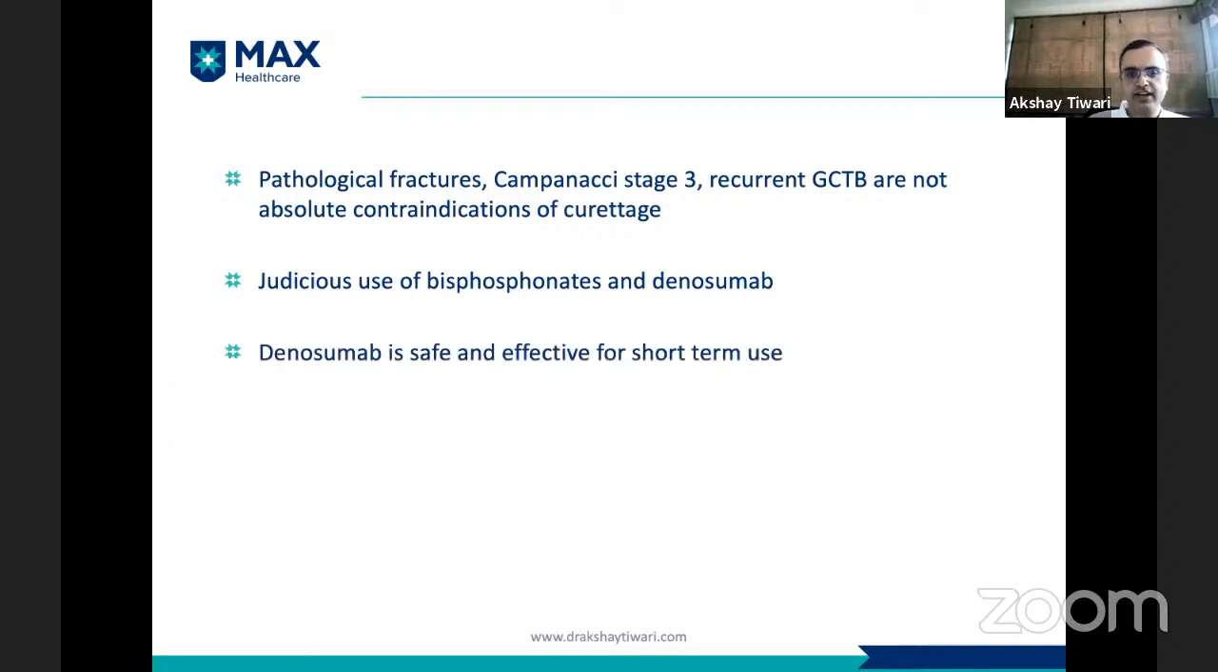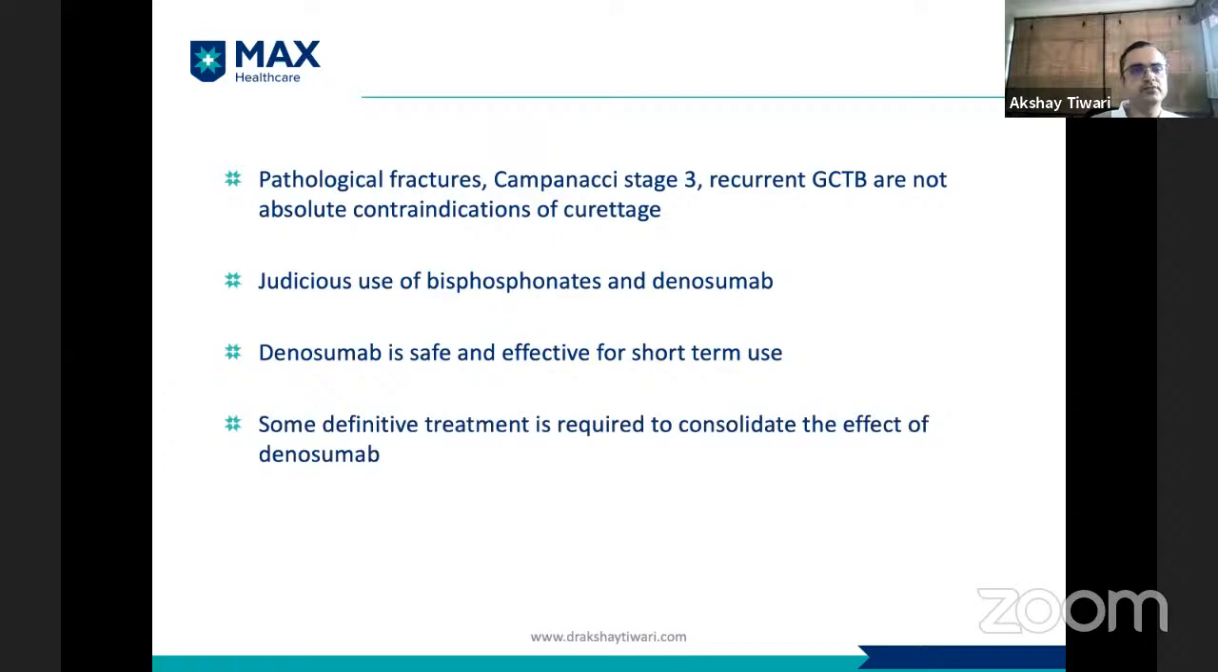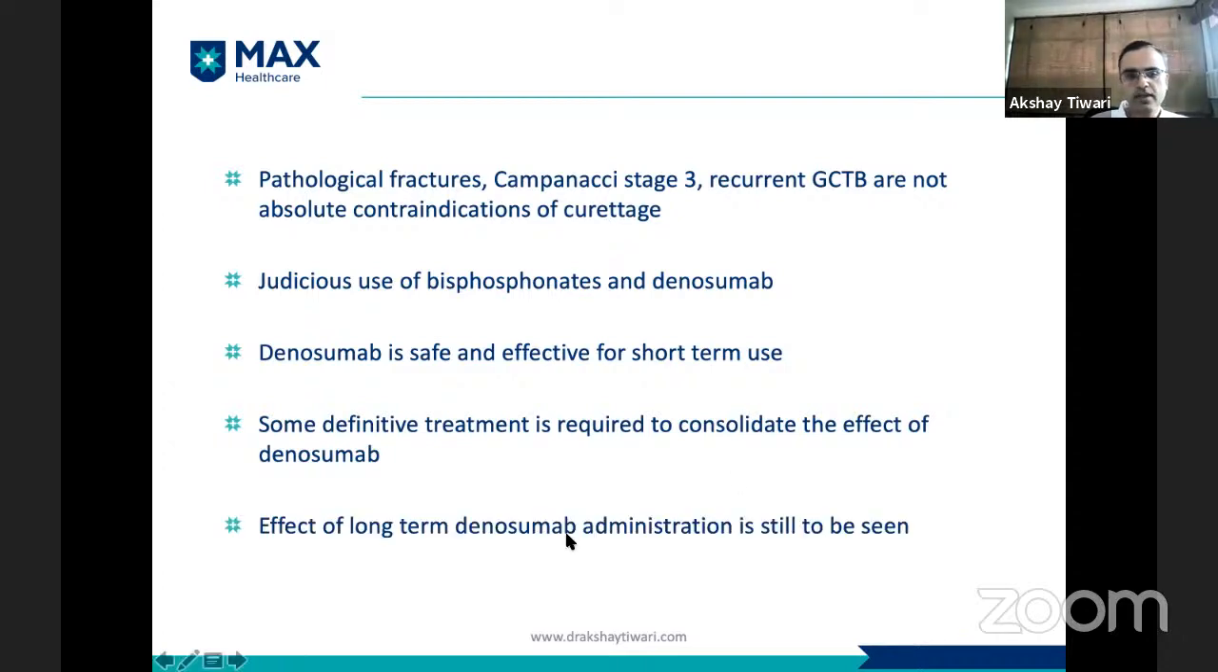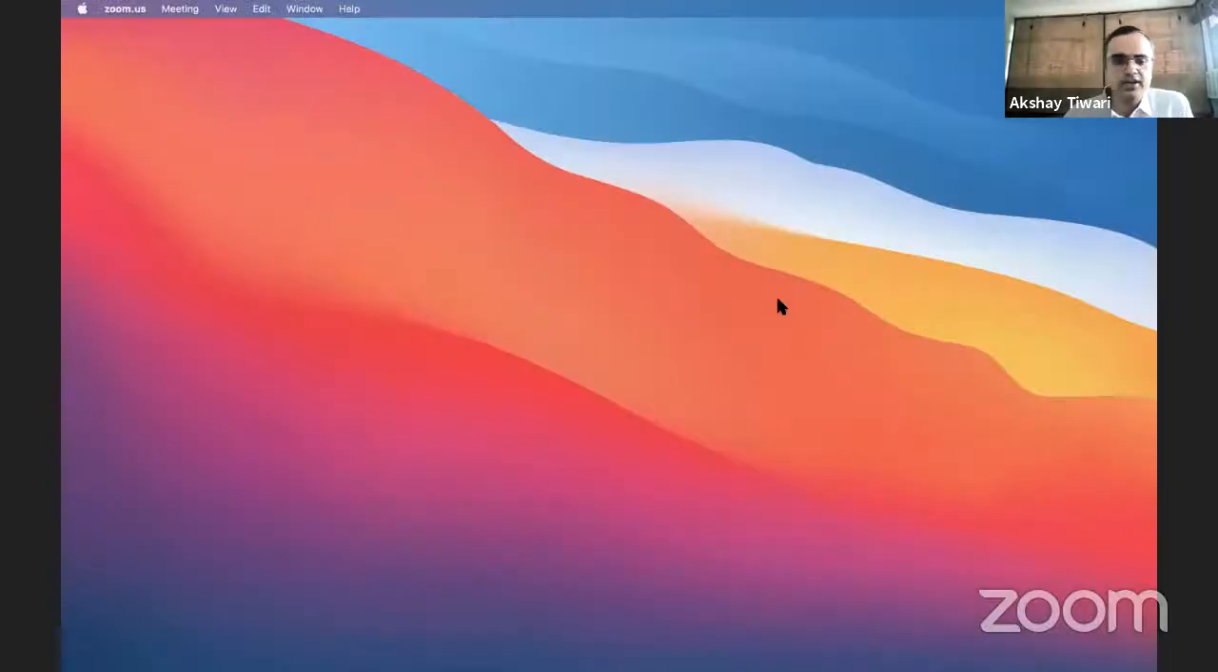Judicious use of bisphosphonates and denosumab, we are getting to know more and more about these two drugs and getting wiser as to how and when we should use them, and what cautions we should have while using them. We know denosumab is safe and effective for short-term and even mid-term use, but long-term use still remains to be established. And we also know the moment you stop denosumab, some definitive treatment is required. It could be angioembolization, it could be radiotherapy or surgery. Effect of long-term denosumab still needs to be seen. I think that is all. This being quite a large and vast topic, I'm open to questions, and thank you again.